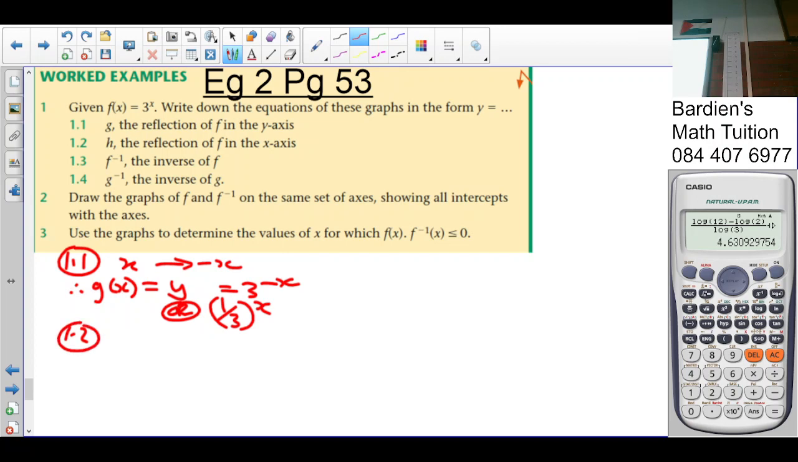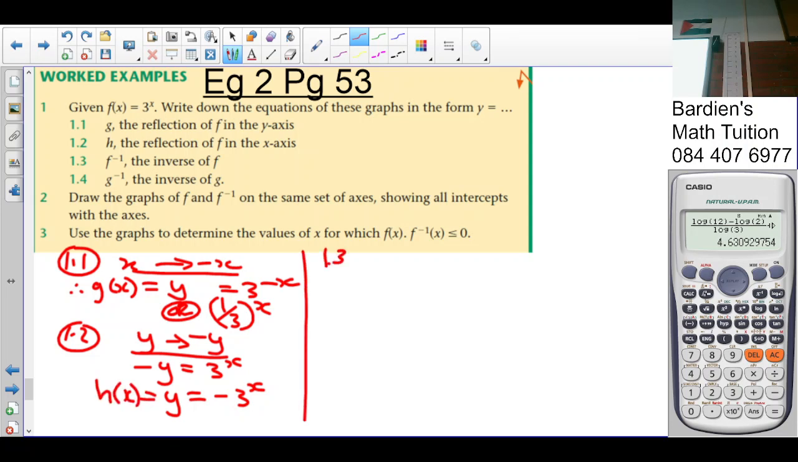1.2. h is a reflection of f in the x-axis. If something is reflected in the x-axis, y becomes negative. So negative y is equal to 3 to the x, and dividing by negative on both sides, y is equal to minus 3 to the x. This is the equation of h of x.